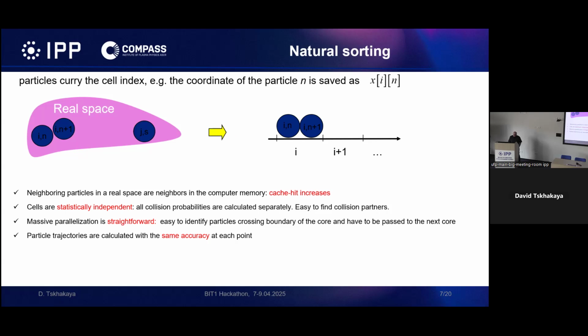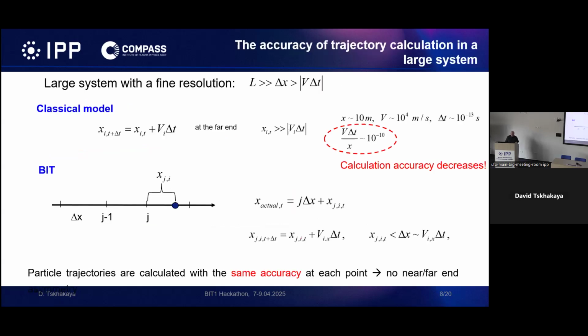And the most important part, which is coming and which is a specialty of BIT1, is that its particle trajectories are calculated with the same accuracy at each point. Why is it important? Because if you go to a large system with very fine resolution, we have a problem. A large system means, for a tokamak, the Sharapov layer can be 10 meters. In reality it can be more, but let's say 10 meters. Your grid cell can be very small.